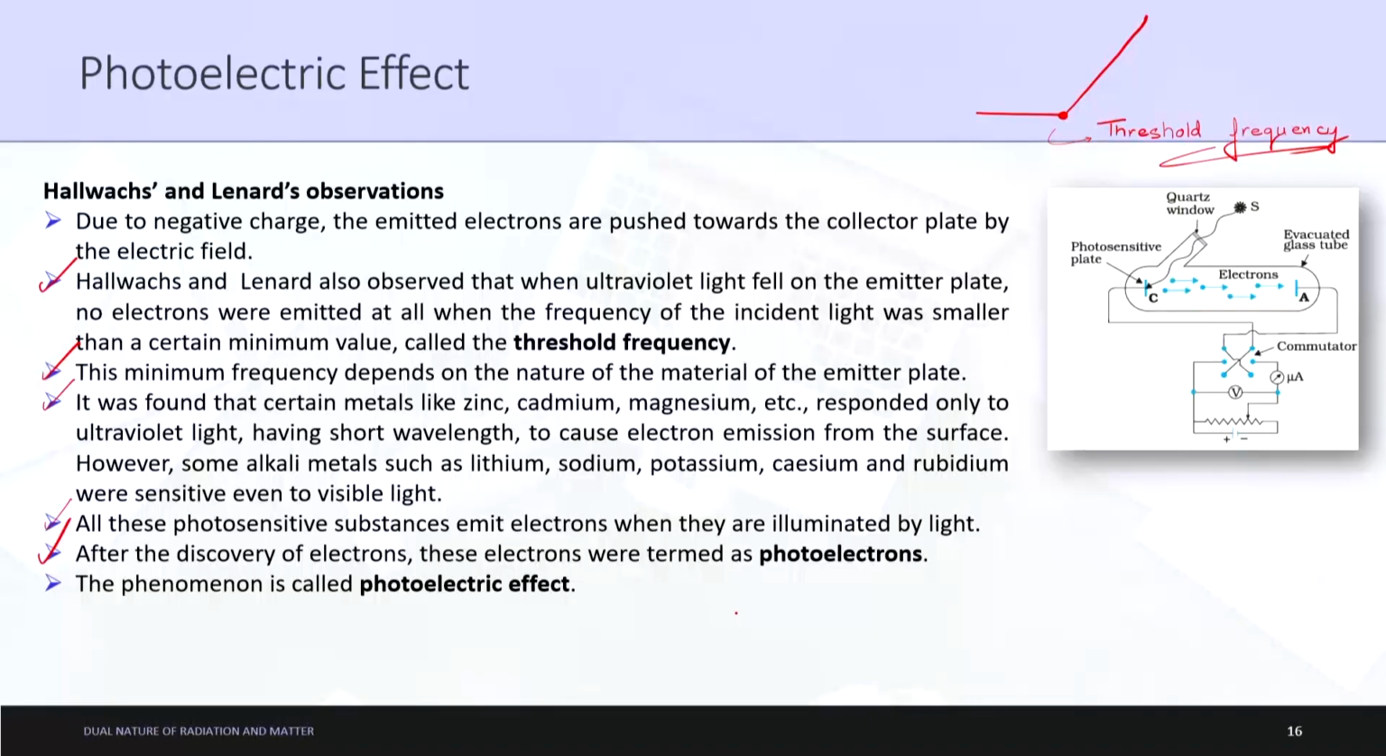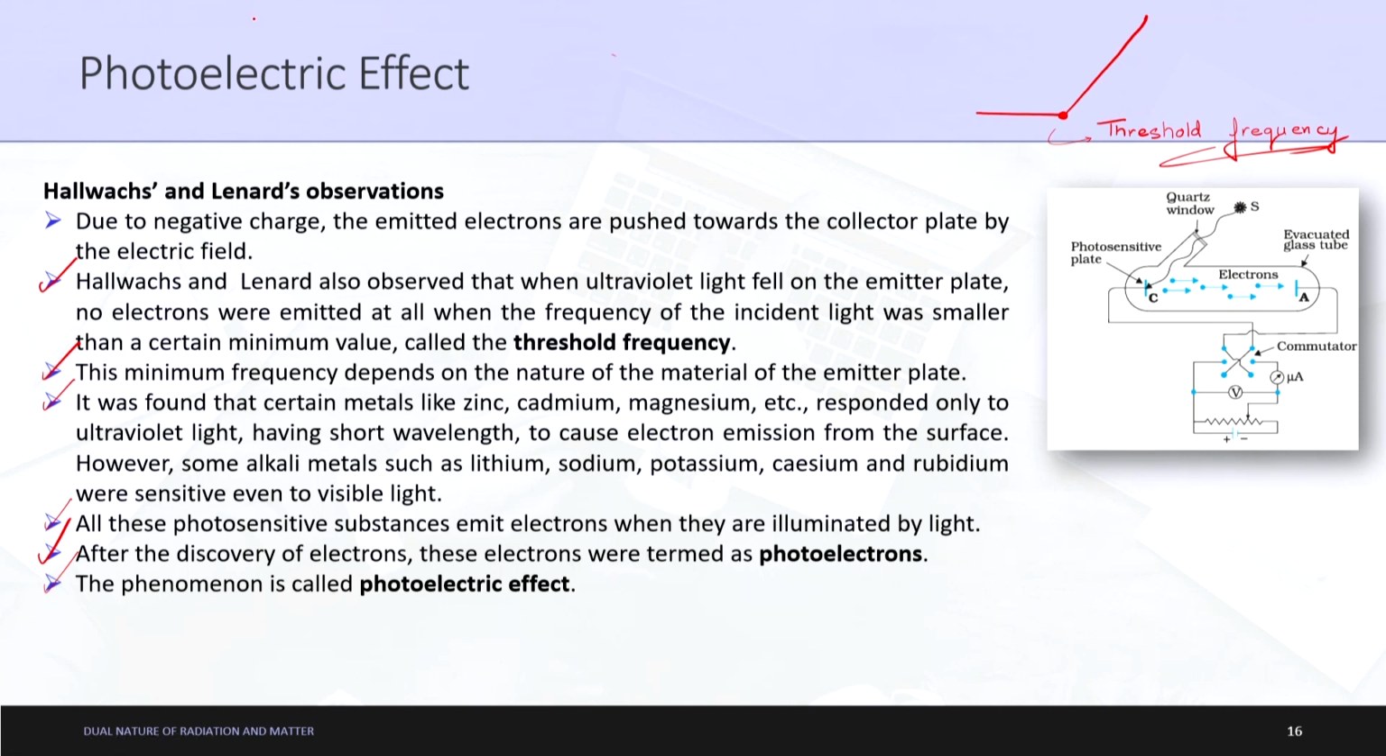Here it is used such that these electrons, as they eject out, move in a similar fashion and get attracted towards the positively charged plate, and hence the electric circuit is completed, and the electric current flows through the circuit. Therefore, the phenomenon is called the photoelectric effect. So, this was the complete discussion of the photoelectric effect.